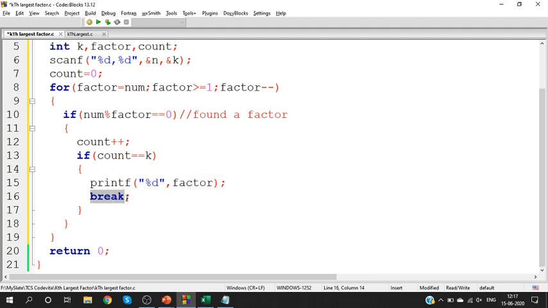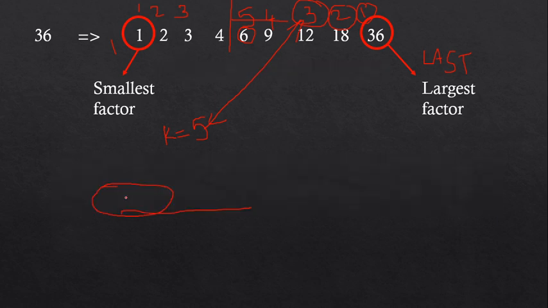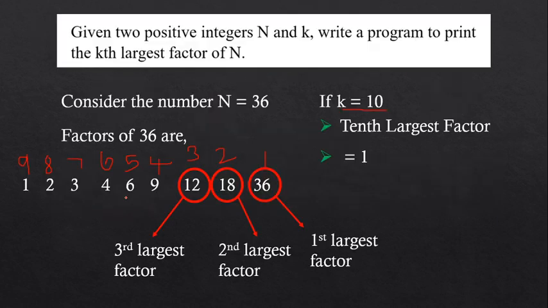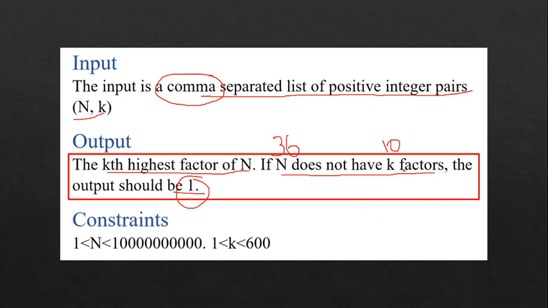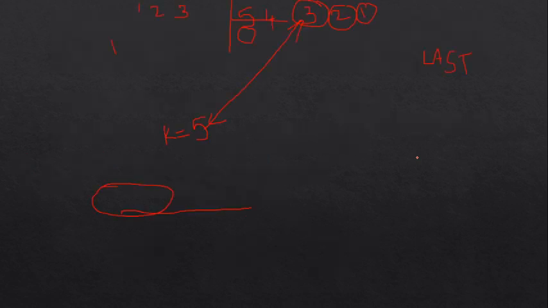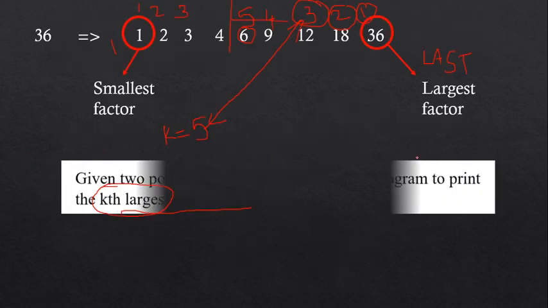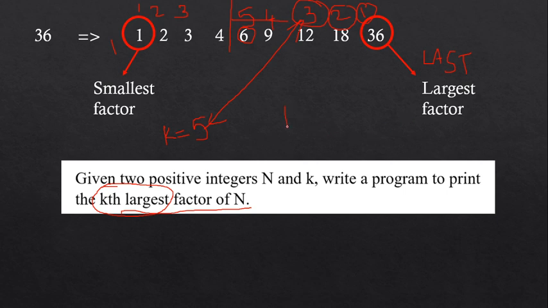Right. Now, there is one more scenario they mentioned in the question. There is a chance that n does not have k factors, which means in the same problem, I might give k is equal to 10. Do we have a 10th factor here? No. What did they tell you? If you don't have the 10th factor, print the output as 1. Remember, this was already said in the question. If you don't have a 10th factor, print it as 1.